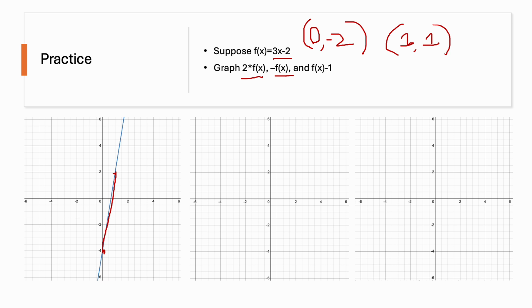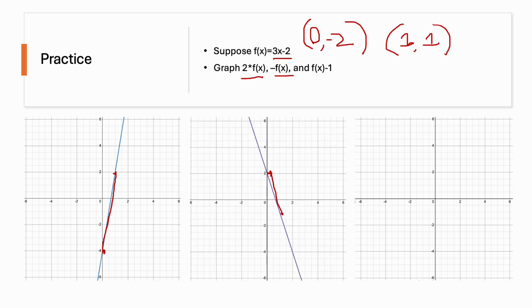Now, negative f of x. In this one, we're just going to make all the y values negative, or multiply them by negative 1. So (0, -2) is going to become (0, 2), and (1, 1) is going to become (1, -1). So that's going to be right here. And if we connect the points, yeah, that looks good. Again, it's not super accurate because my handwriting is a little off.